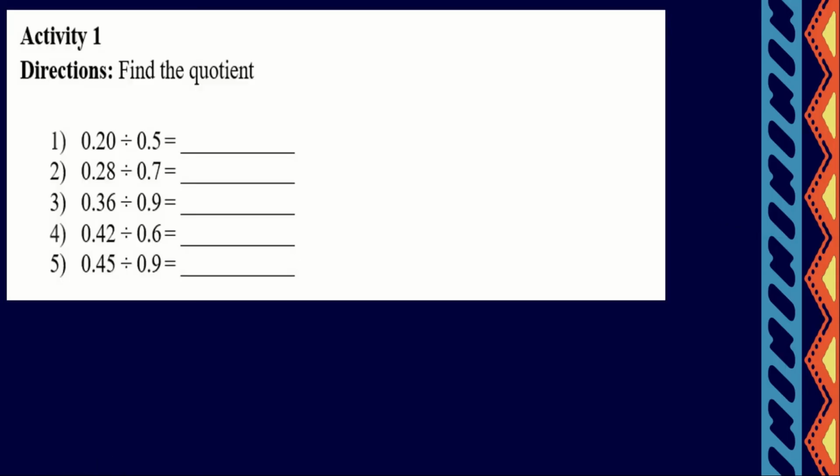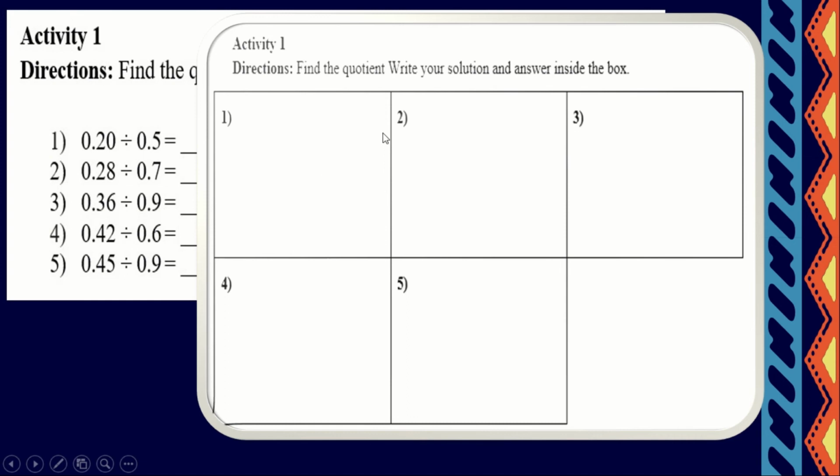So to answer our activities, let's have activity 1. It says here, find the quotient. You will write your answer and the solution inside the box in your answer sheet. So let's try to solve number 1. You have 20 hundredths divided by 5 tenths.